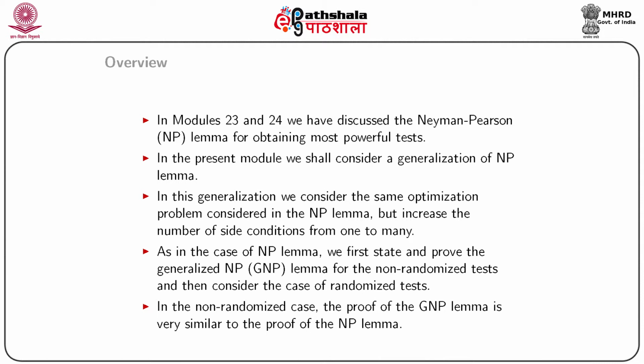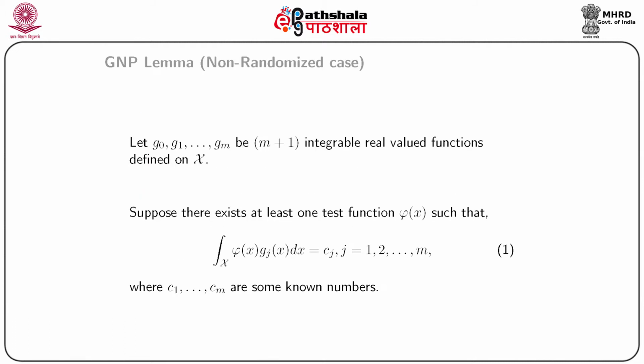As in the case of the NP lemma, we first state and prove the generalized NP lemma, which is abbreviated as GNP lemma, for the non-randomized tests, and then we consider the case of randomized tests. In the non-randomized case, the proof of the GNP lemma is very similar to the proof of the NP lemma. Now we state the GNP lemma for the non-randomized case.